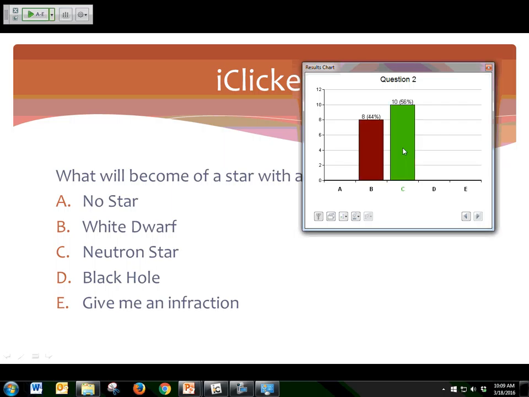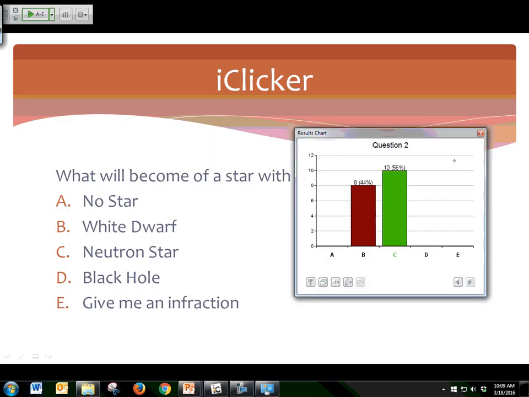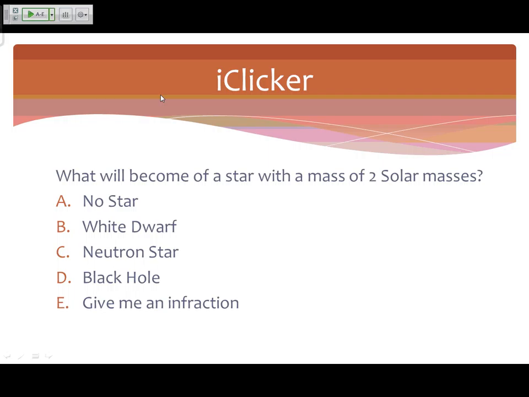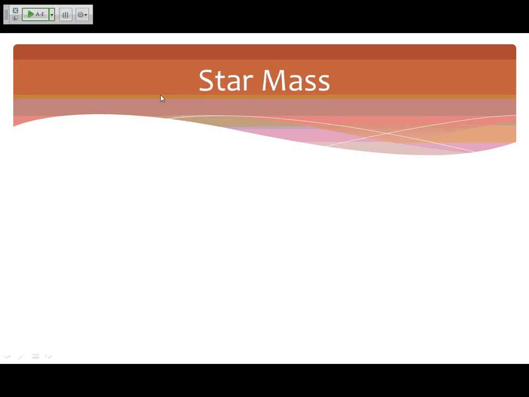Neutron stars. What's the white dwarf limit? 1.4, yeah. 1.4 is the high mass for a white dwarf. So 2 solar masses will end in a neutron star. So just in case you've forgotten, here's a list of the mass ranges for each type of star.